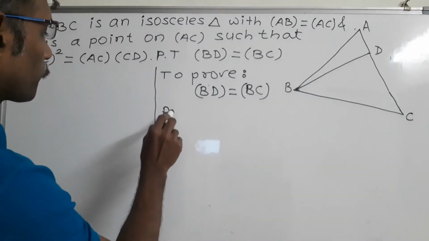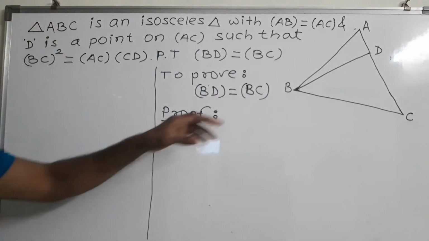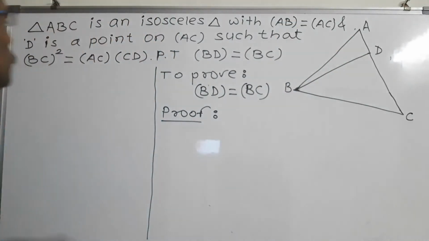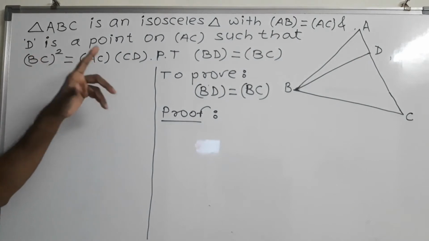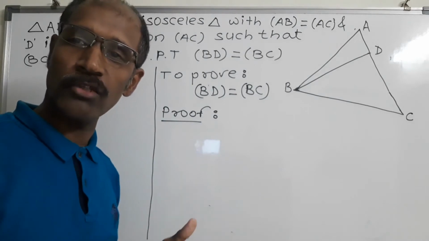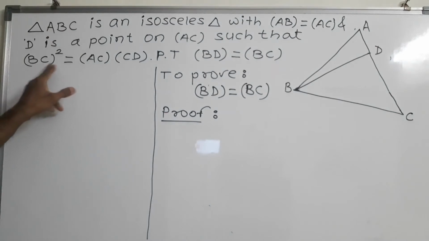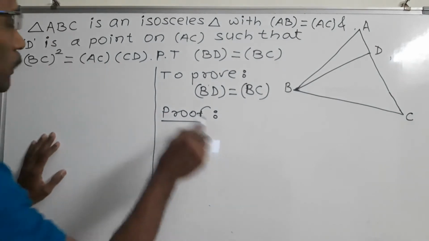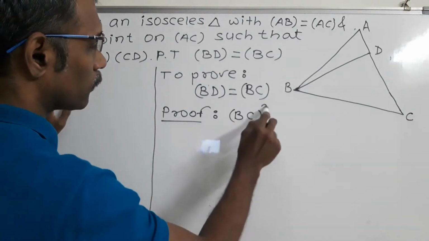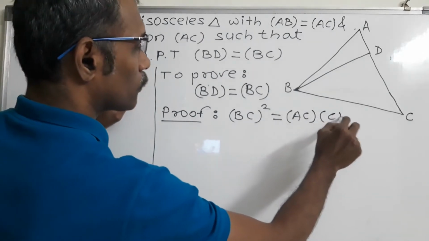See here, in triangle ABC, it is an isosceles triangle and we have given AB is equal to AC. We have also given BC square is equal to AC into CD. We use this given, that is BC square is equal to AC into CD.